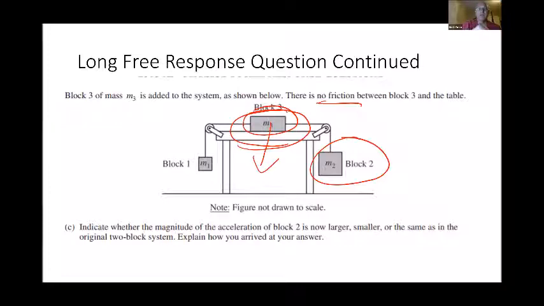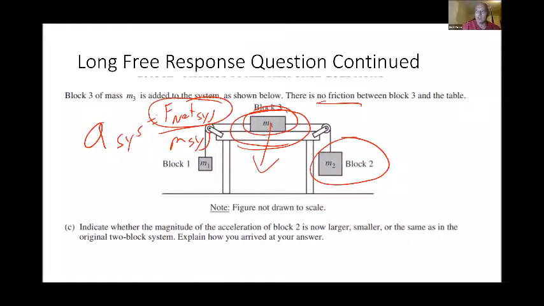So here's the thing. Remember that acceleration of the system is equal to the net force of the system divided by the mass of the system. Well, we just got through saying that this part doesn't change, but the mass of the system went up when we added block 3. So if we're now dividing the same net force by a bigger mass, what happens to our acceleration?